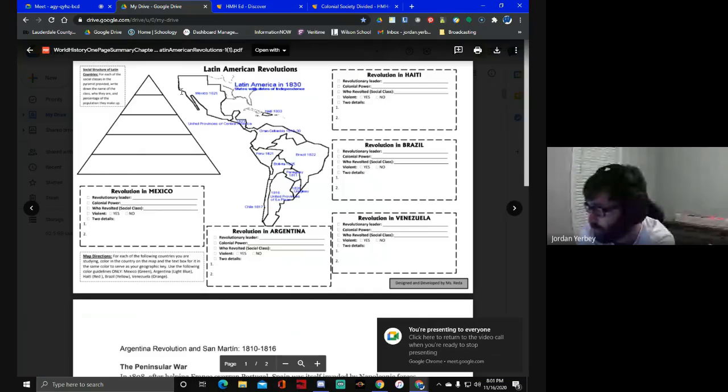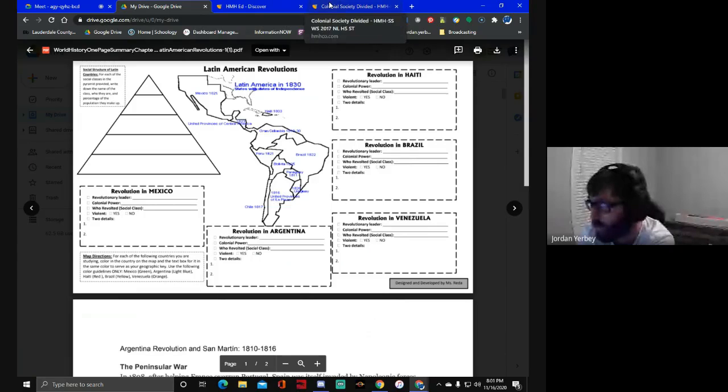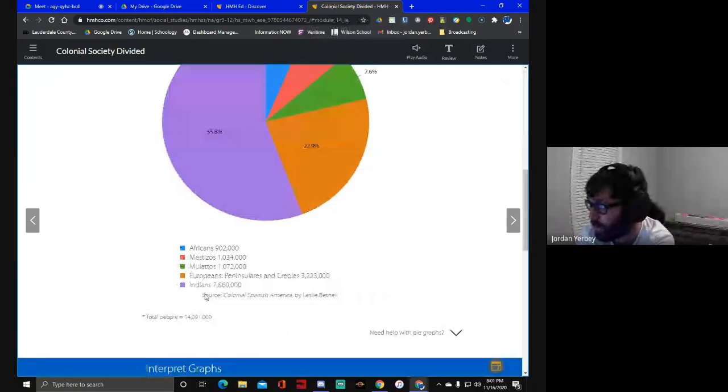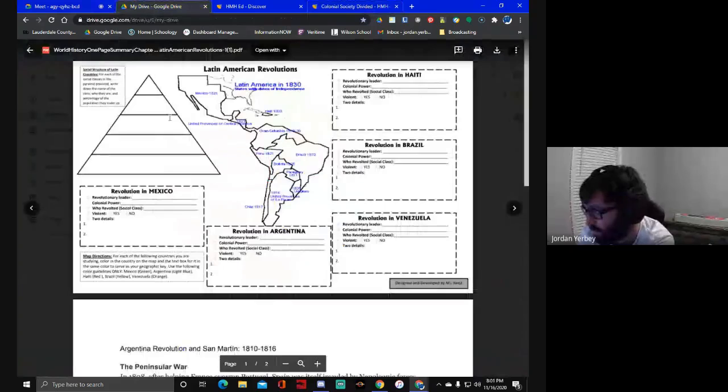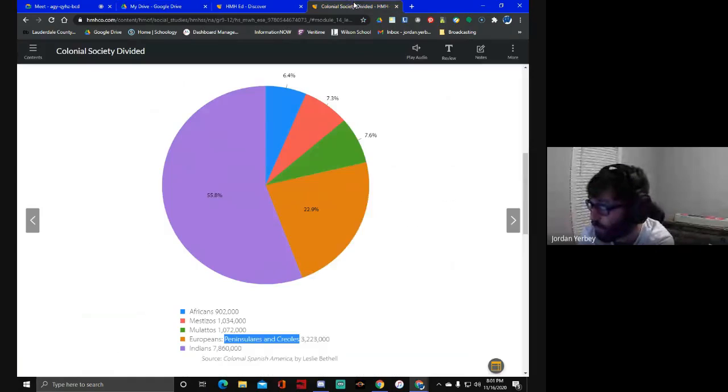So these people were born in Spain but now live in Latin America. And you need to also know their percentage. Well, you come down here and you can see that peninsulares make up 22.9%. Well, if you split that in half, because that's also added in with the Creoles, that's 11.45%. So up here you would have peninsulares, people born in Spain, or Europeans born in Spain, and then you would have 11.45%.